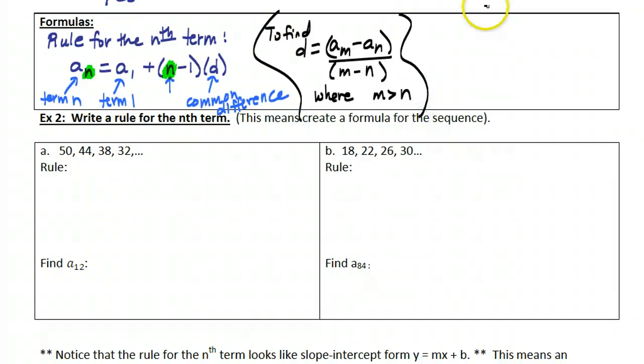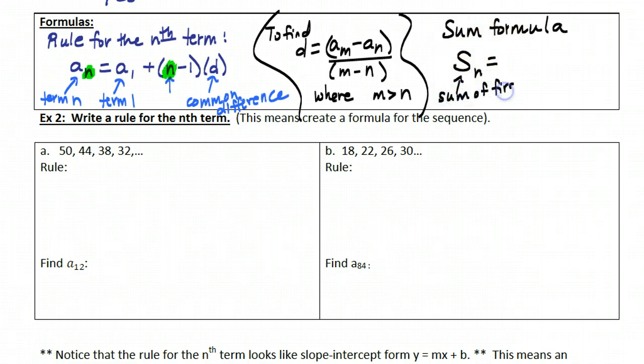The other official formula we're going to use today is the sum formula. And the sum formula looks like this. It says S sub n, that means the sum of the first n terms. The sum of the first n terms is equal to n times, in parentheses, a1 plus an, on top of a fraction, on bottom of the fraction, 2. So it's the number of terms times first term plus term n, divided by 2. And again, you'll get very familiar with these formulas as we go along here.